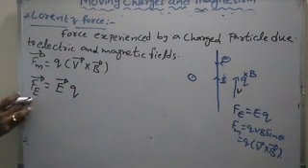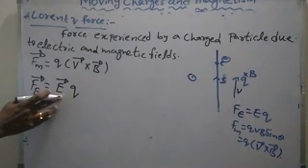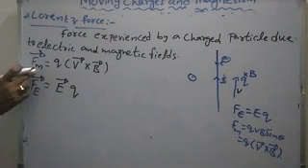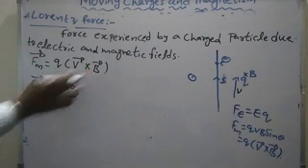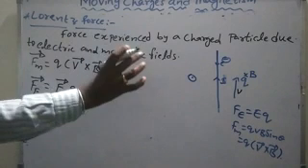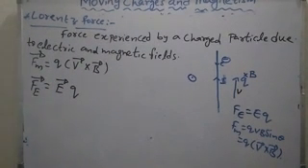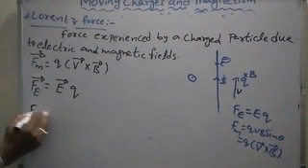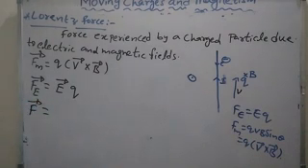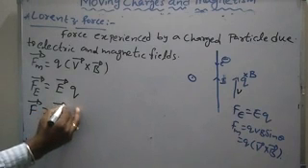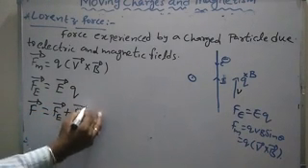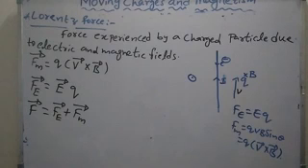What is the direction of the electric force? It is the direction of the electric field intensity. What is the direction of the magnetic force? It is perpendicular to the plane containing V bar and B bar. Then what is the total force experienced by a charged particle in a uniform magnetic field? That is the sum of the electric force and the magnetic force.